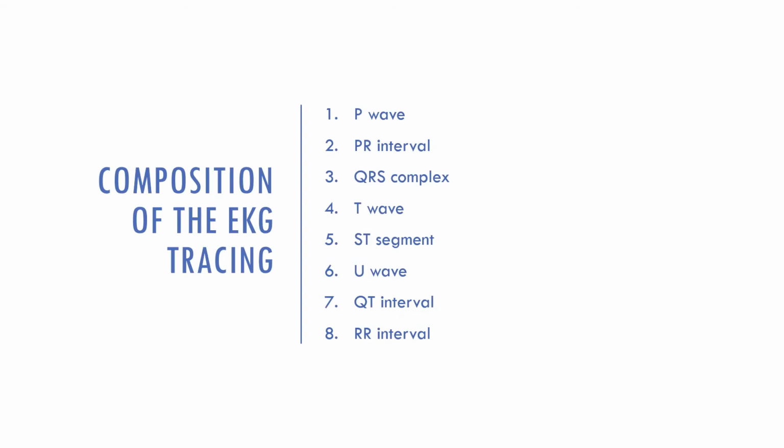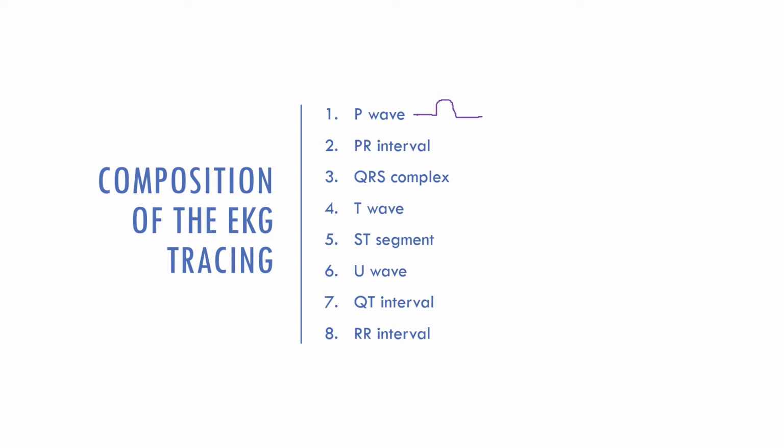Now let's talk about the composition of an EKG tracing. First, you're going to have a P wave. The P wave represents depolarization of the atria. This should be rounded with no peaking or notching. So the P wave is the first wave that you see. It should be rounded.